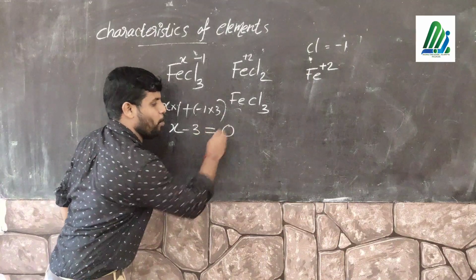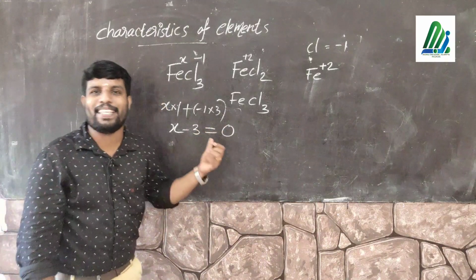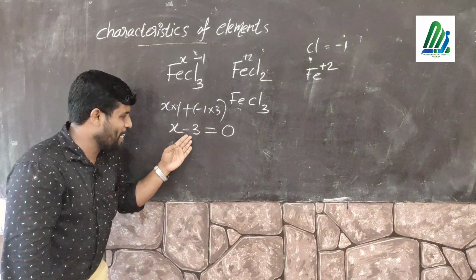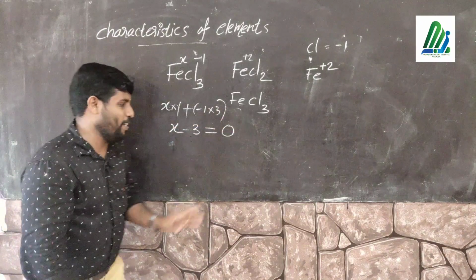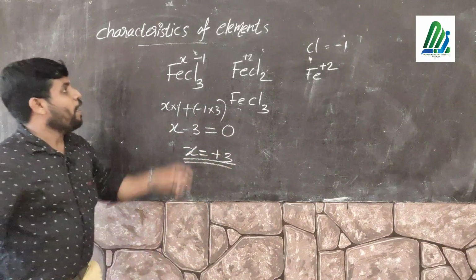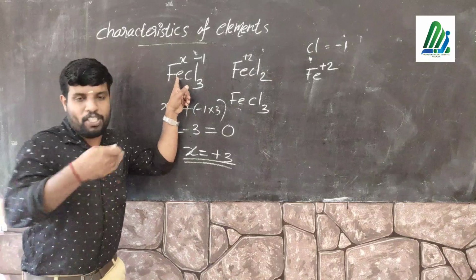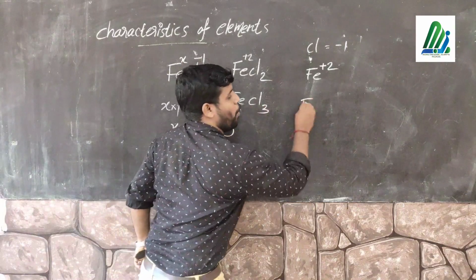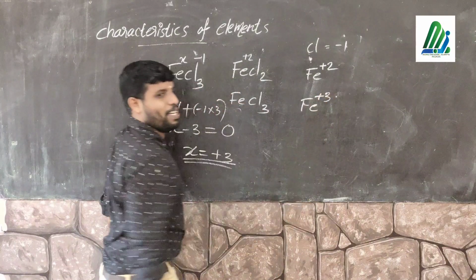The total sum is equal to 0. So x minus 3 is equal to 0. We want to know the value of x. For that we move minus 3 to the right side. We get x is equal to plus 3. So the oxidation state of Fe in FeCl3 is plus 3. So Fe has plus 3 oxidation state.